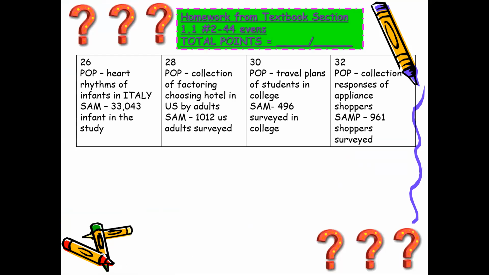And here's number 26 to 32. It's asking you to identify the sample and also the population.